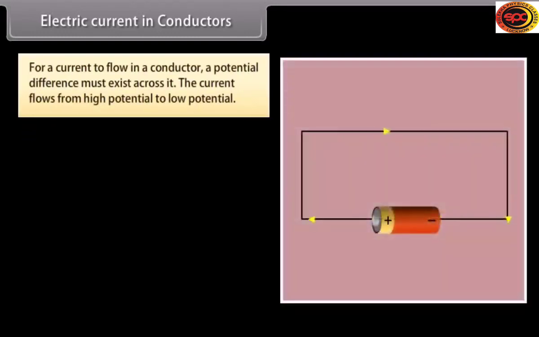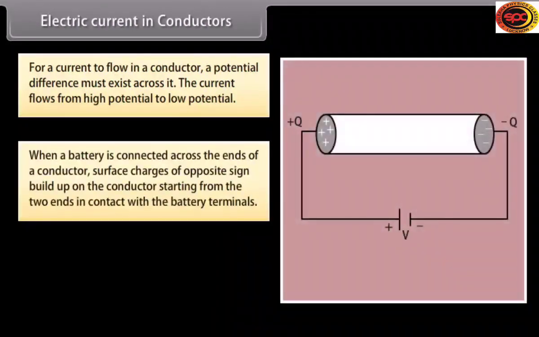Electric current in conductors. For a current to flow in a conductor, a potential difference must exist across it. The current flows from high potential to low potential. When a battery is connected across the ends of a conductor, the surface charges of opposite sign build up on the conductor, starting from the two ends in contact with the battery terminals.